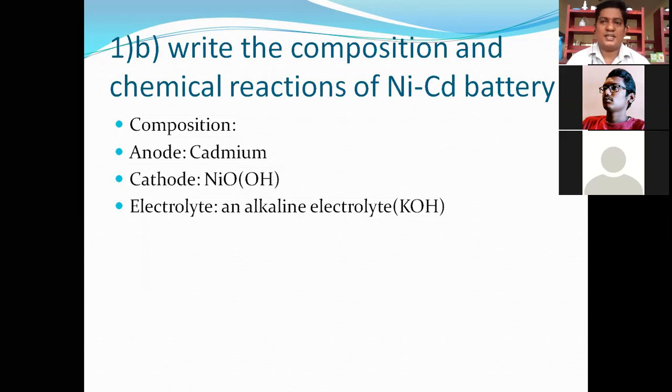If any battery contains an acidic electrolytic medium, there is a possibility of electrochemical corrosion. The rate of corrosion is the maximum in acidic medium compared with basic medium. Remember this point: when metals are in contact with an acidic medium, the corrosion rate is the maximum. Now see this: the nickel cadmium battery has a cadmium rod anode, a nickel oxyhydroxide cathode, and KOH electrolyte.